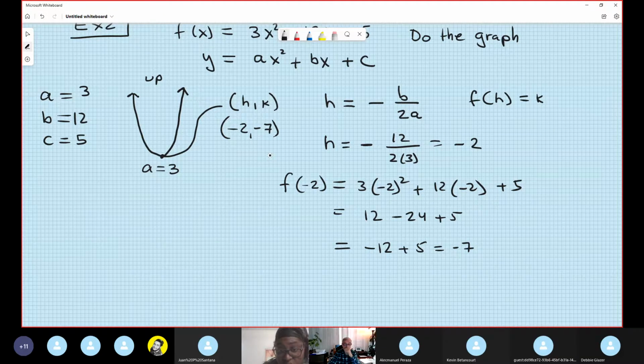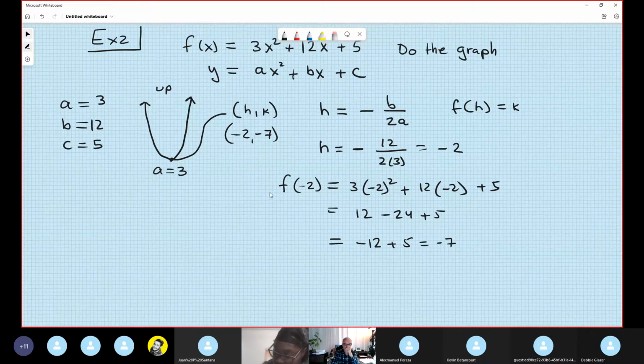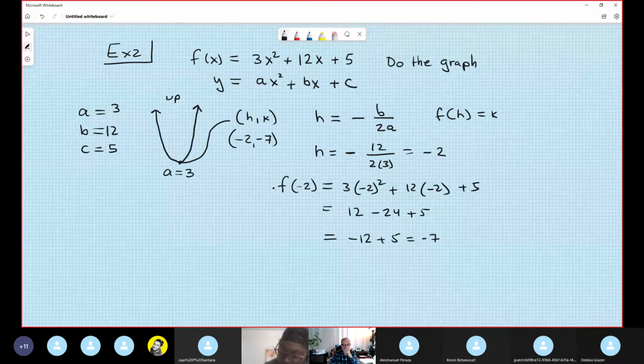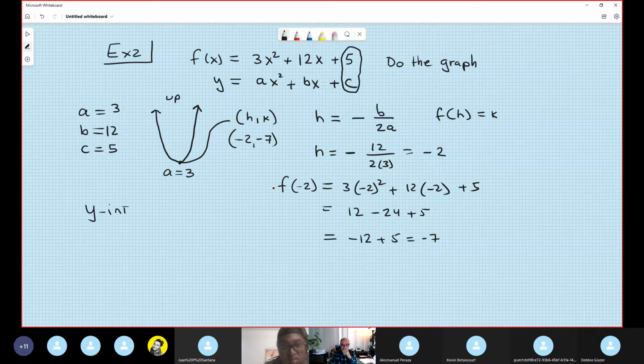What more information do we need? We need the y-intercept and the x-intercept. This is super easy because, for example, for the y-intercept I take a shortcut. I know that it is always equal to C, and C in our example is 5. This is the advantage of the standard form. You see that the y-intercept is 0, C. In our specific example, it's 0, 5. And the x-intercept is always a little bit more complicated.